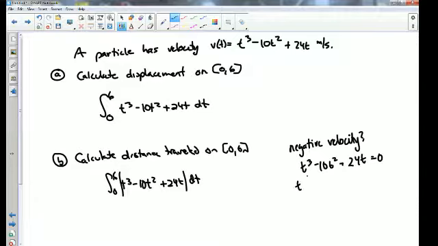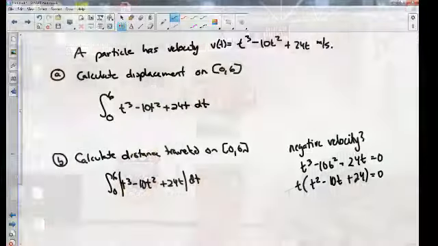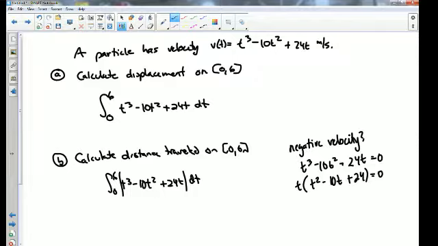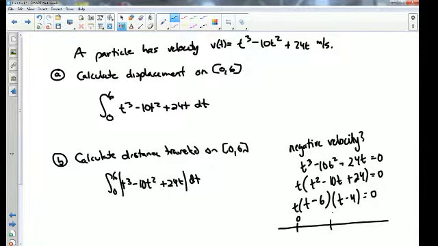So factor a t out first. And then factor the quadratic. It's like t minus 6, t minus 4. So 6 and 4. And 0. So 0, 4, 6.